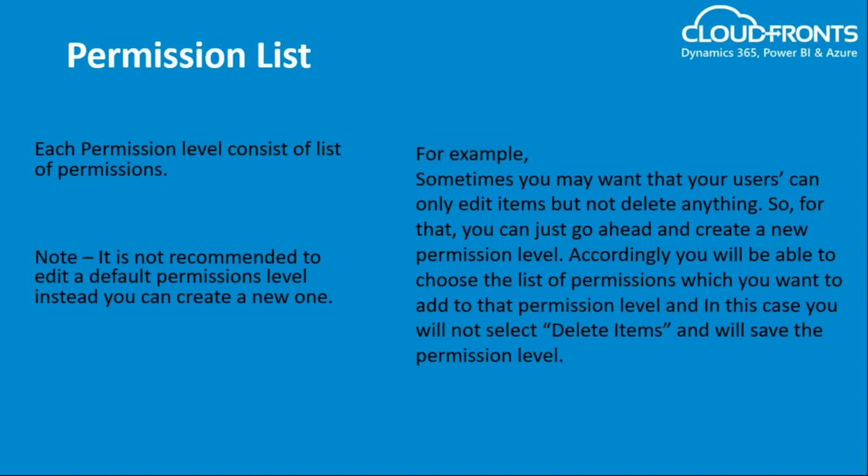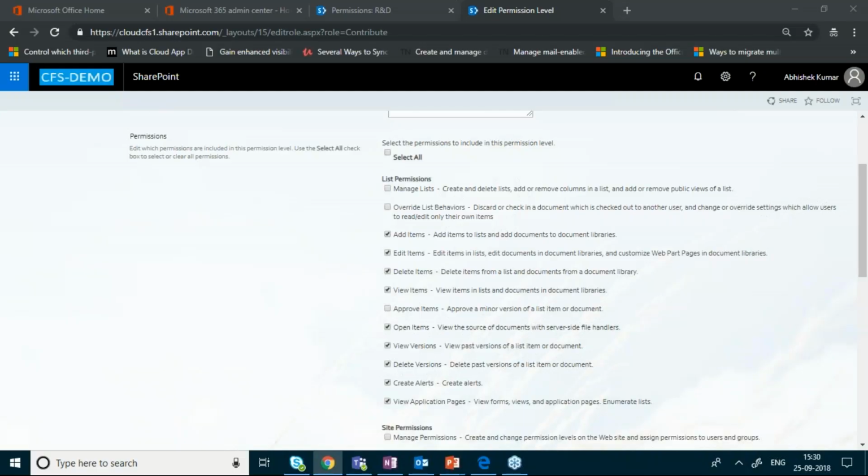Why am I saying to create a new permission level? Because it's not recommended to edit a default permission level. Instead, it's very simple and you can create it quickly, so why not create a new permission level? Accordingly, you'll be able to choose a list of permissions from here, what permissions we have to provide to that particular permission level.